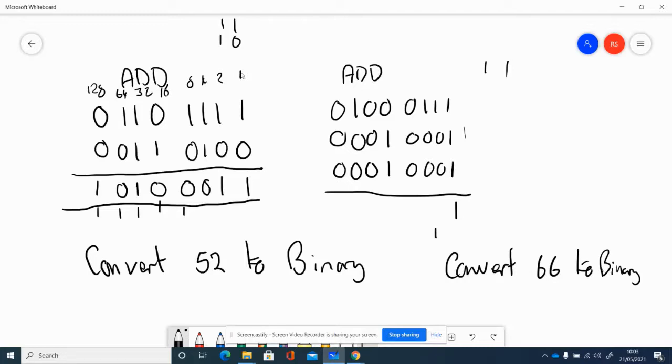1, 0, 0, 1 is 2. 0 carry 1. 1, 0, 0, 1. Again, it's 2. 0 carry 1. 0, 0, 0, and the carried 1 is just the 1. 0, 1, 1. Well, that's 2. So again, 0 carry 1, because remember that the binary pattern for 2 is 1, 0. 0, 0, 0, and the 1.